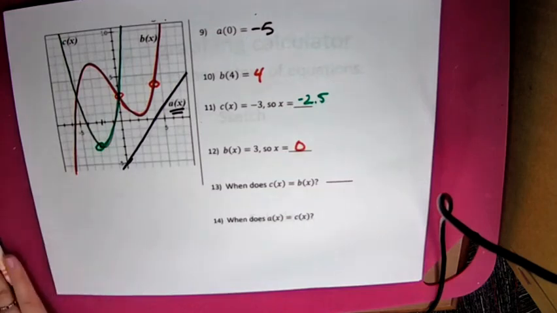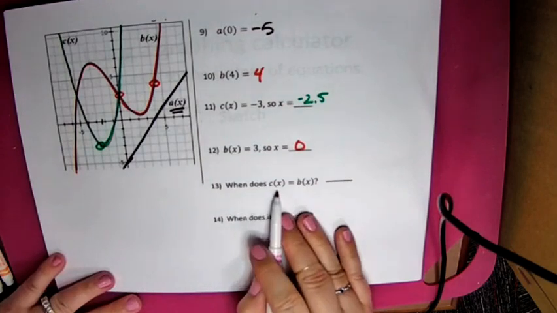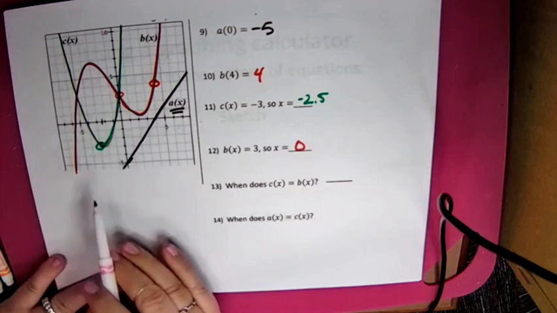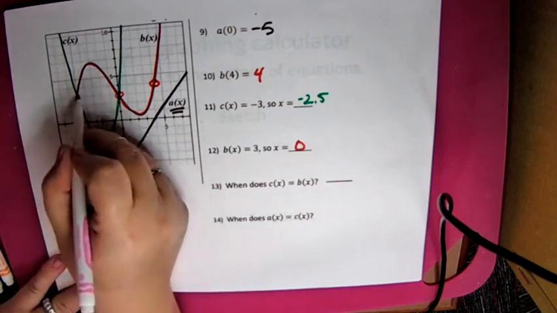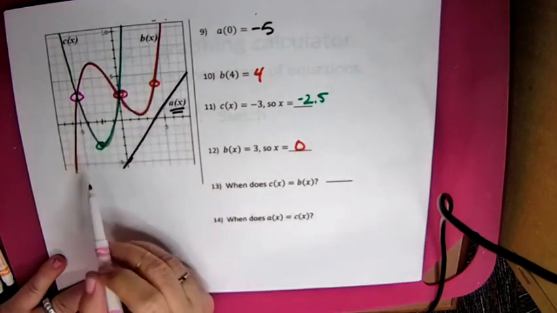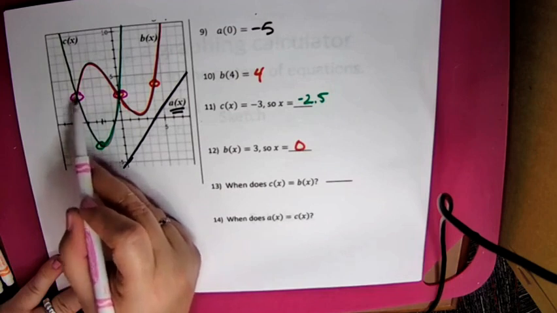Okay, now here's a fun, tricky one. I like this one. When does graph C meet graph B? So my green with my orange. Well, that happens twice. It happens once here and then again right there. So it happens at -5, 1, 2, 3.